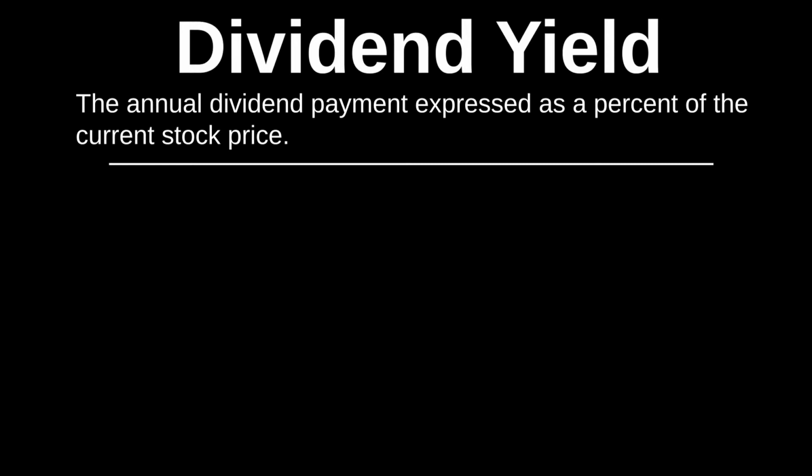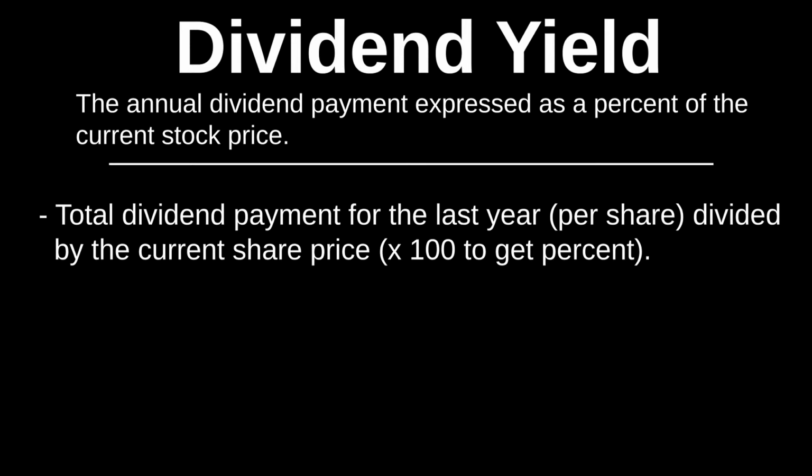Okay, so now that we know what a dividend is, let's talk about dividend yield. Essentially, it's the annual dividend payment expressed as a percentage of the current stock price. So in order to calculate that, you would take the total dividend per share paid over the last year and divide it by the current stock price. So if the company is paying a quarterly dividend, you'd take the last 4 payments, add them together, and divide that by the current stock price, which would give you the dividend yield.